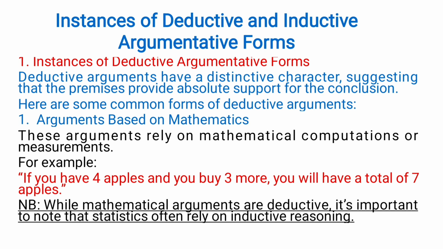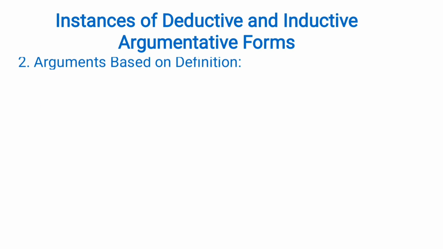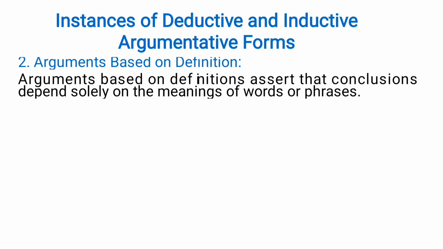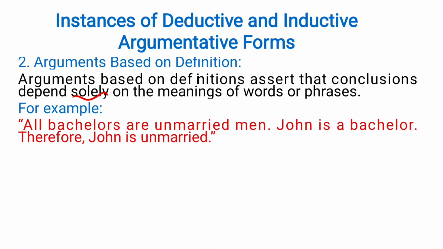And the second typical kind of deductive argument is argument based on definition. Argument based on definition asserts that the conclusion depends solely on the meanings of words or phrases. Let's see an example. All bachelors are unmarried men. John is a bachelor, therefore John is unmarried. Here, the conclusion follows necessarily from the definition of bachelor and unmarried.